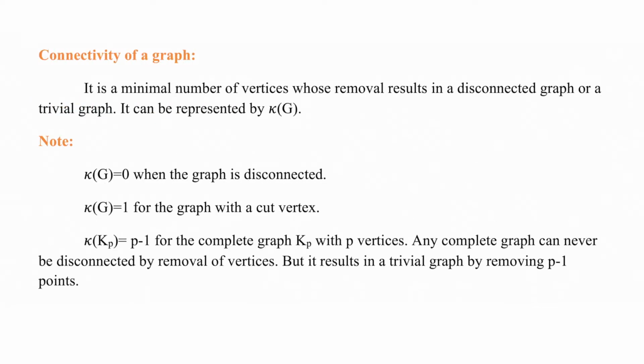Let's see the definition now. Connectivity of a graph is the minimal number of vertices whose removal results in a disconnected graph or a trivial graph. It can be represented by kappa of G. If kappa of G is equal to 0, then the graph is disconnected. If kappa of G is equal to 1, then the graph has a cut vertex. Connectivity of a complete graph with p vertices is equal to p minus 1. That is, any complete graph can never be disconnected by removal of its vertices, but it results in a trivial graph by removing p minus 1 points.